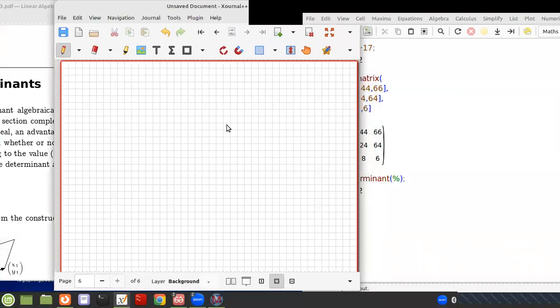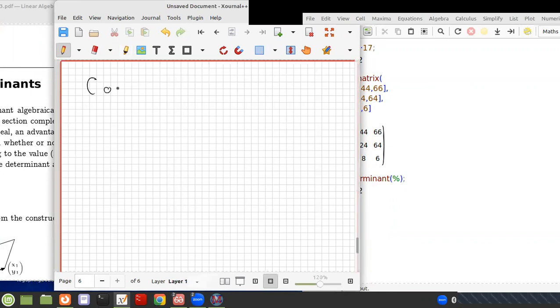What I wanted to do was look a little bit at the next chapter. It's not really a topic; it's like a foundation for the next chapter, eigenvalues and eigenvectors. It's on complex numbers. And I want to explain why we need complex numbers.